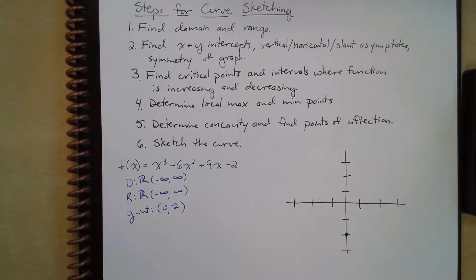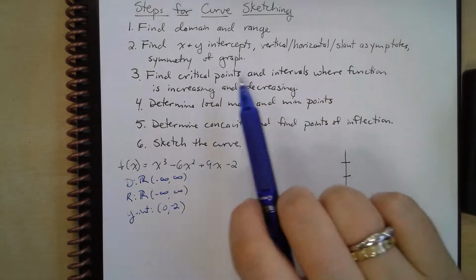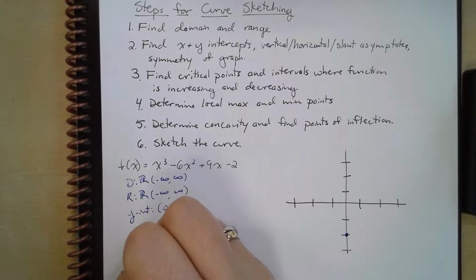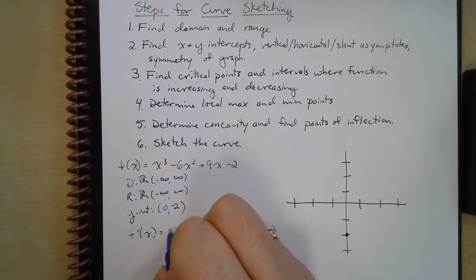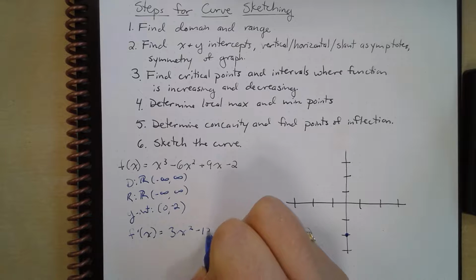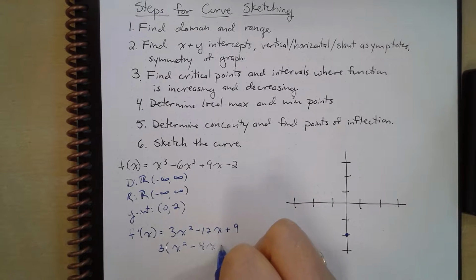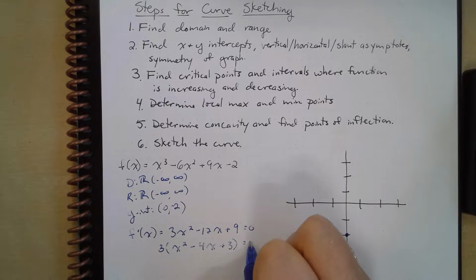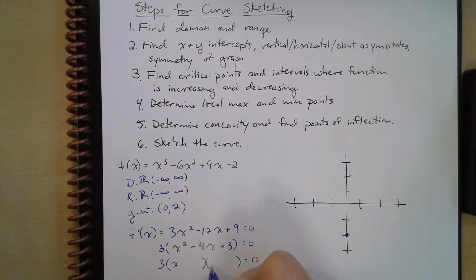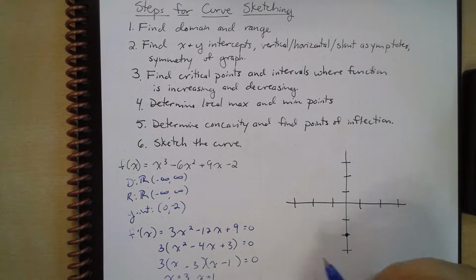Now, I want to find out where I'm increasing and decreasing and find these critical points. So I'll find f prime of x. f prime of x is equal to 3x squared minus 12x plus 9. I'm going to factor out a 3, so I get x squared minus 4x plus 3. I need to set this equal to 0. Factoring, we get x minus 3 times x minus 1. So x could be equal to 3 or x could be equal to 1. These are my critical points.